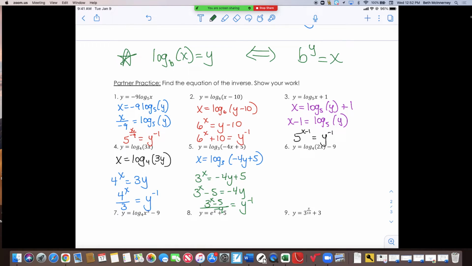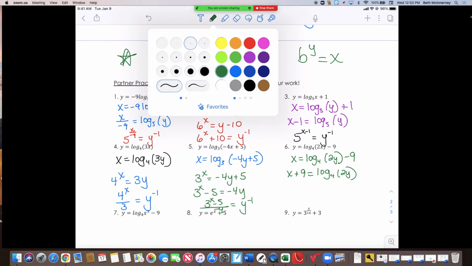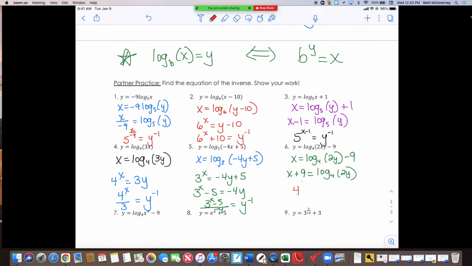So let me jump to number 6. I get x equals log with base 4 of 2y minus 9. I cannot do this until I get the logarithm alone. This logarithm is not alone. What do I have to do first in number 6? Add 9 to both sides. So I would get x plus 9 equals a log with base 4 of 2y. Now I'm going to change my colors. Now that's 4 to the x plus 9 power equals 2y.